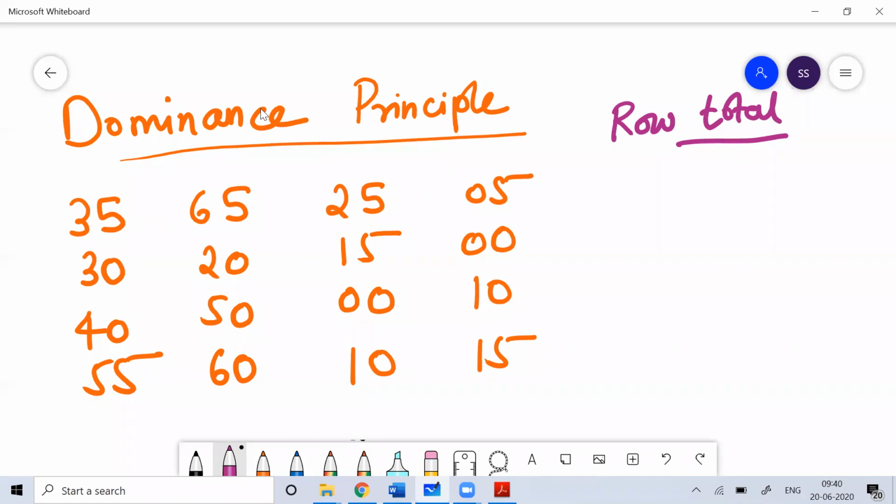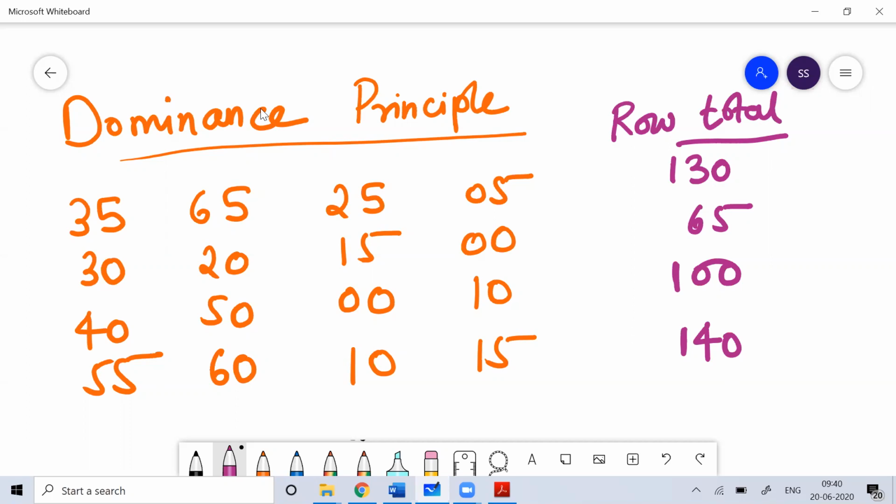So row total, if I do, then 65 plus 35 is 100, 100 plus 30 is 130. So this row is 130. Second row, the sum is 50 plus 15, that is 65. Third row, that is 100. And the fourth row, the sum is how much? 55 plus 15 is 70, 70 plus 10 is 80, 80 plus 60 is 140. So I found the row total of all the rows.